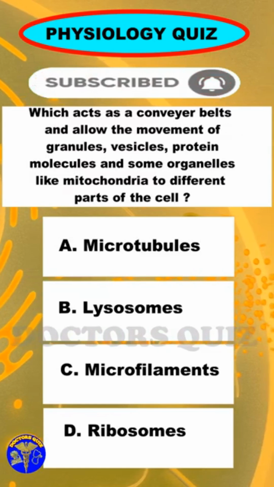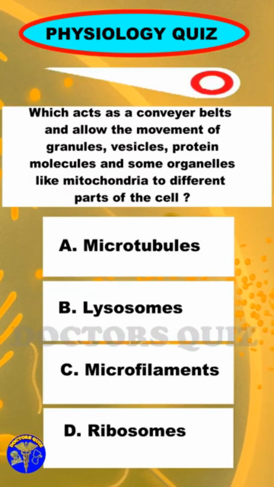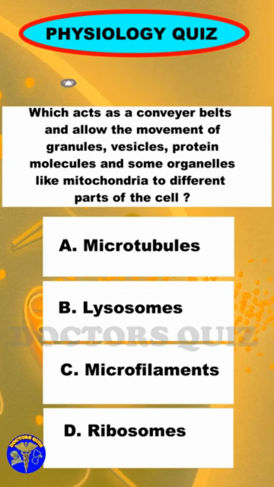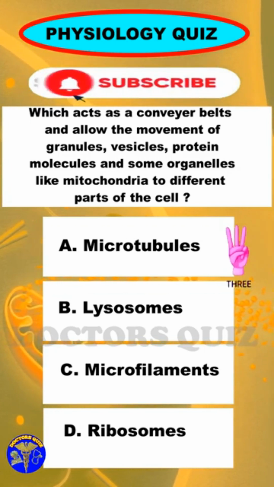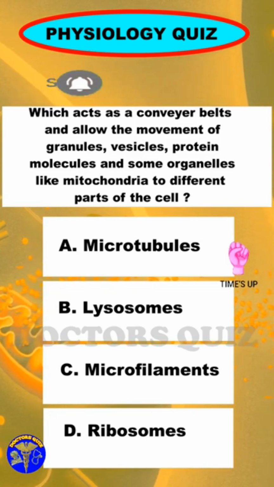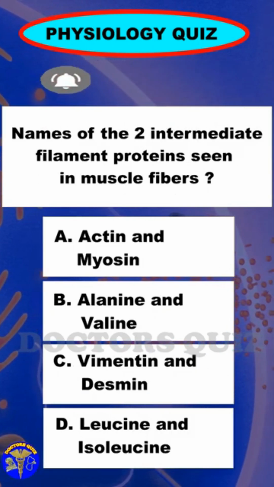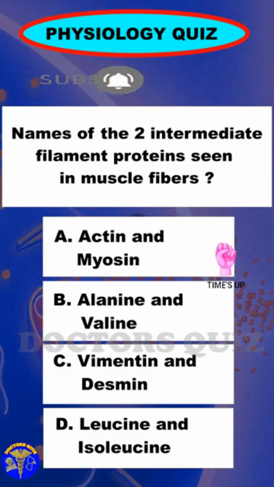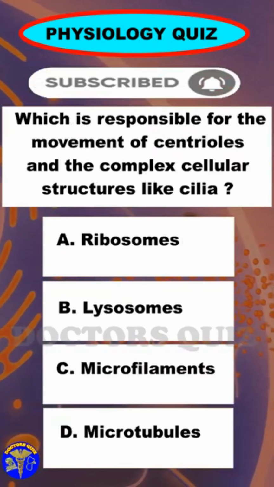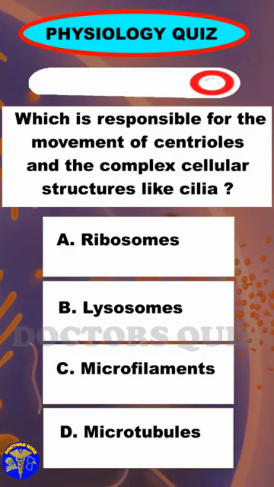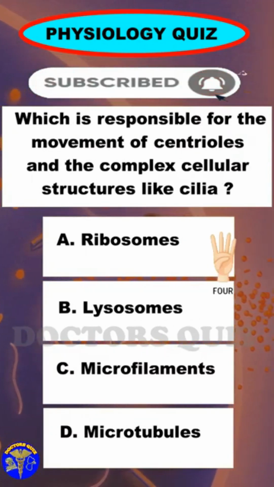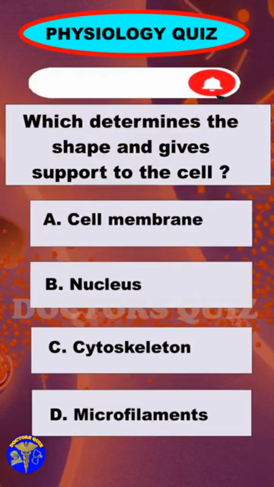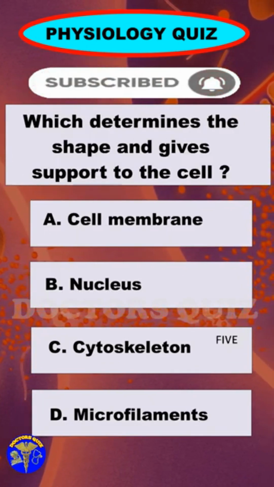Which acts as a conveyor belt and allows the movement of granules, vesicles, protein molecules and some organelles like mitochondria to different parts of the cell? Microtubules. Names of the two intermediate filament proteins seen in muscle fiber? Vimentin and desmin. Which is responsible for the movement of centrioles and the complex cellular structures like cilia? Microtubules.